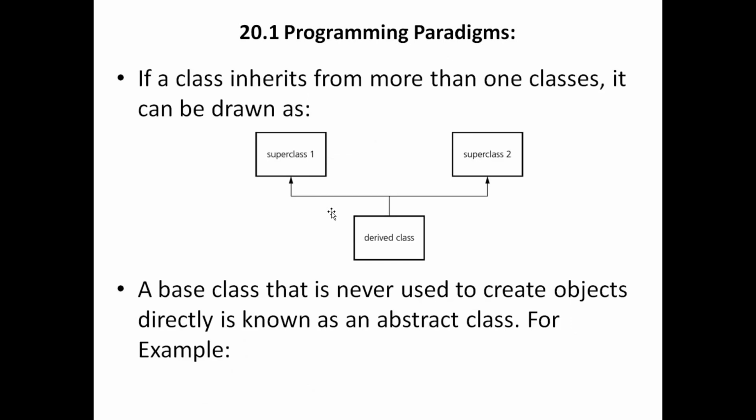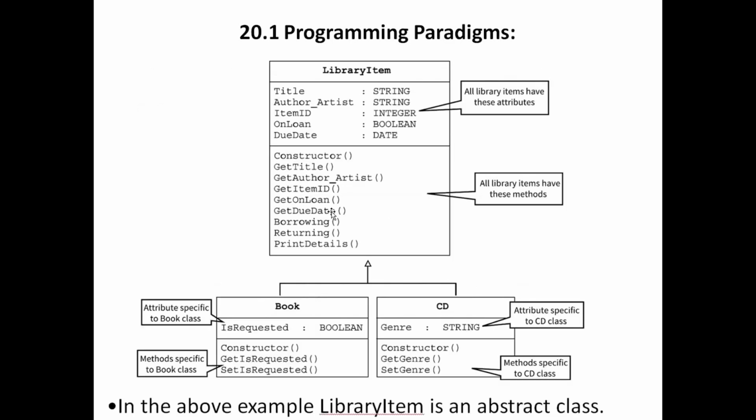If a class inherits from more than one class, it can be drawn like this, because you can create a class that inherits from 2, 3 or 4 classes. A base class that is never used to create an object is known as an abstract class. For example, like this, library item is an abstract class because the book and CD subclasses are not using any of its methods or any of its attributes.